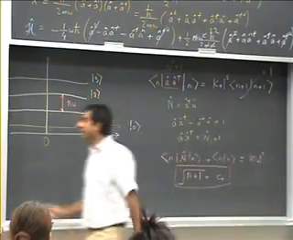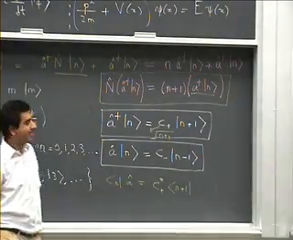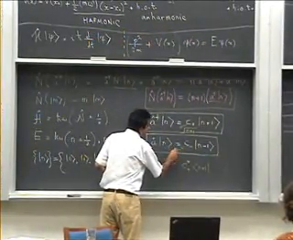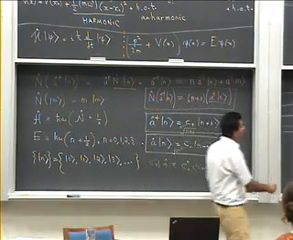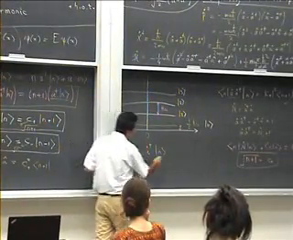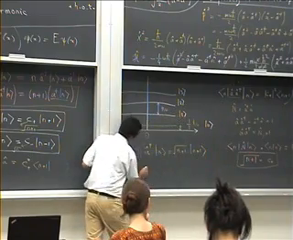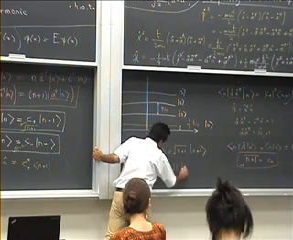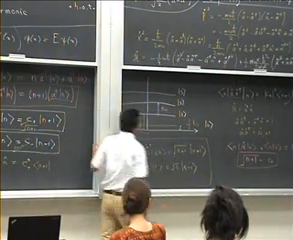Now what this means is that if all the states are to be normalized, this number is under root n plus 1. You repeat the same procedure, take the dual of this, this c minus turns out to be under root n. Hence the final result is that if you have a number state, the creation operator or the raising operator acts on it, you get under root n plus 1, ket n plus 1. And if the lowering operator acts on a number state, you get under root n, ket n minus 1. We have found out the coefficients c plus and c minus.